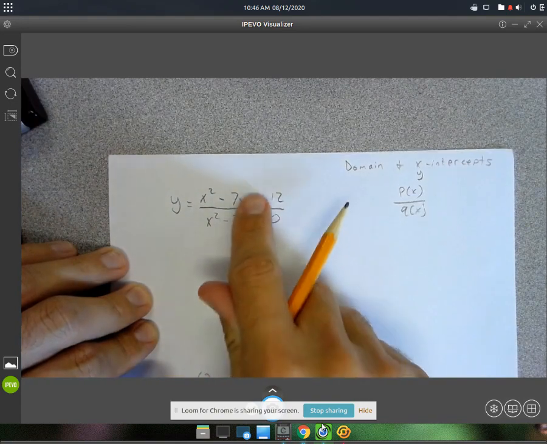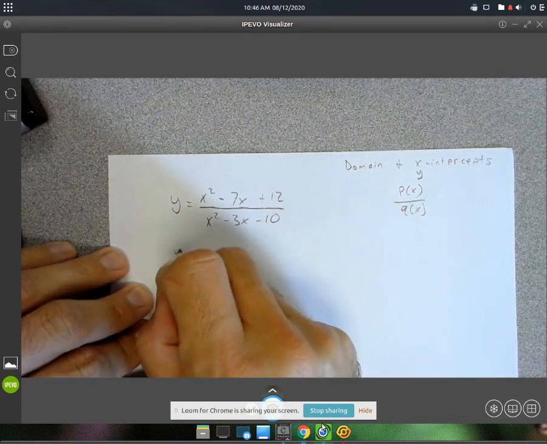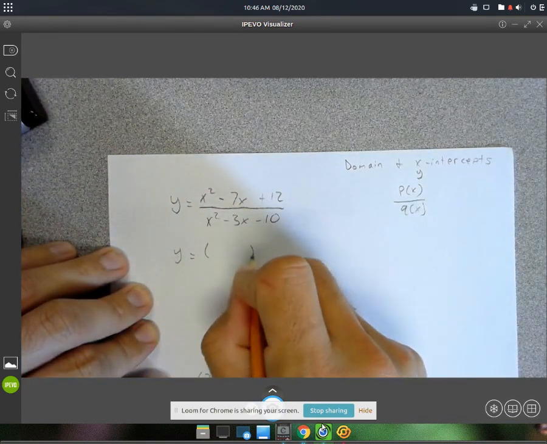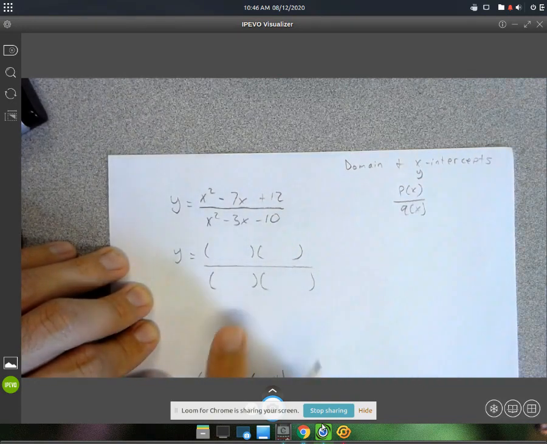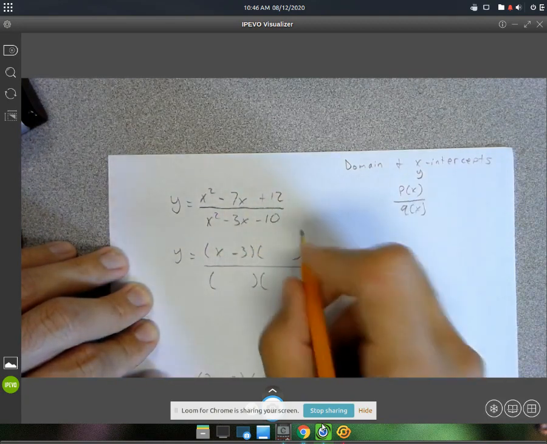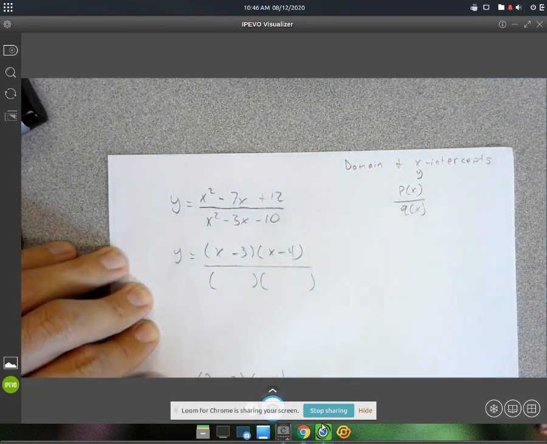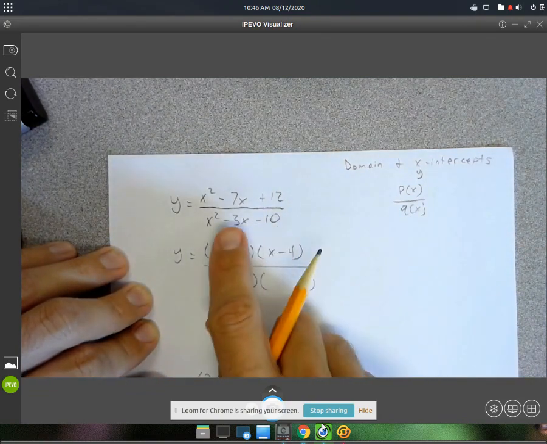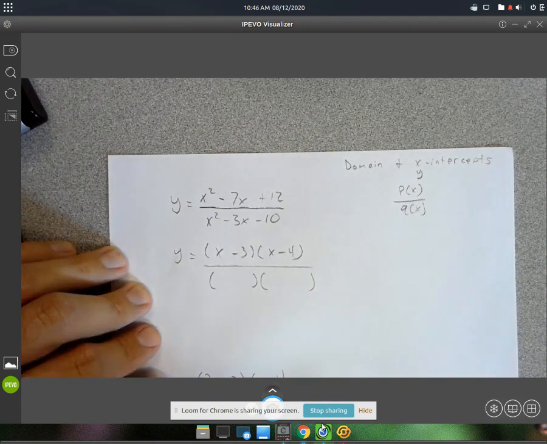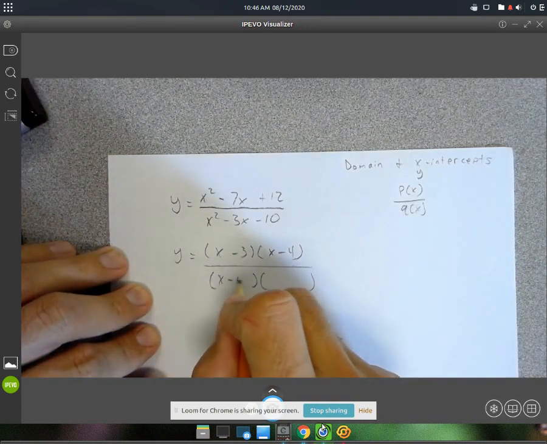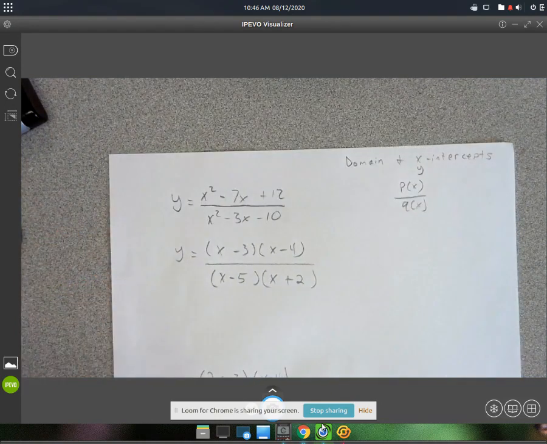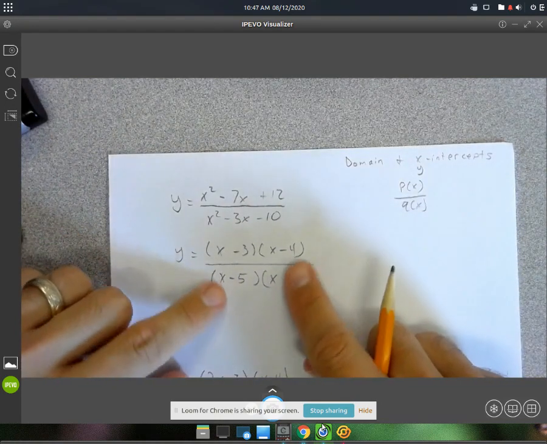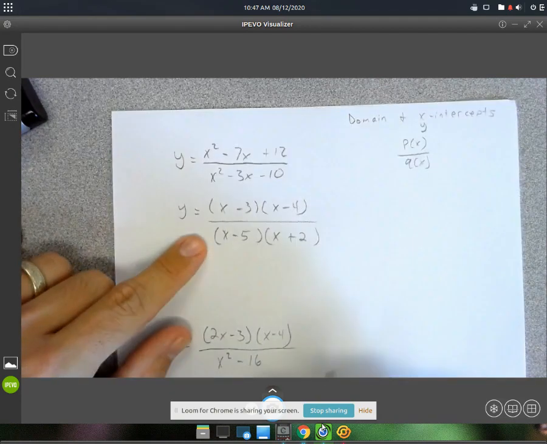All right. Let's go ahead and factor the top and bottom. They usually build these so that you can factor them. Factors of 12 that give us -7 are going to be x minus 3 and x minus 4. Factors of -10 that give us -3 are going to be x minus 5 and x plus 2. Now you always want to check and see if anything will cancel here, because that's an important thing. You'll see it in this next example.